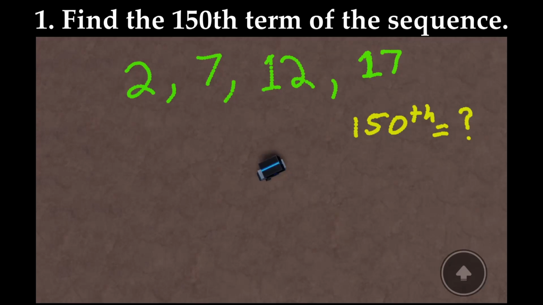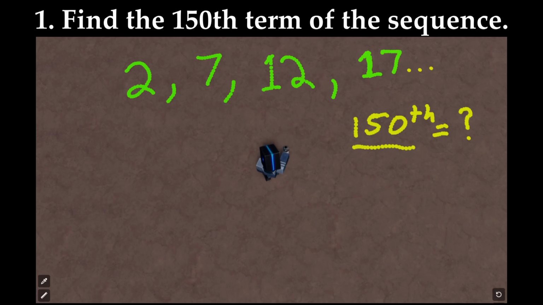In today's video, we're going to cover arithmetic sequences. Our first problem says we have 2, 7, 12, and 17, and that sequence will go on. And we need to find the 150th term. So I'm going to show you an intuitive way and then the formula that you can use.